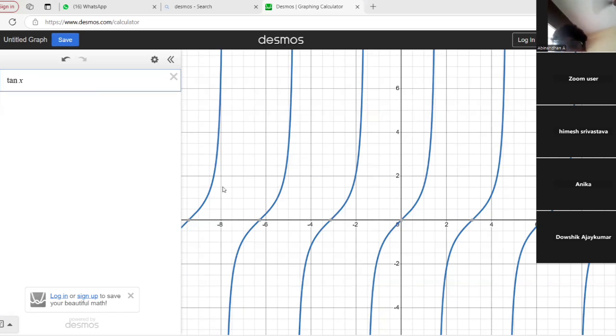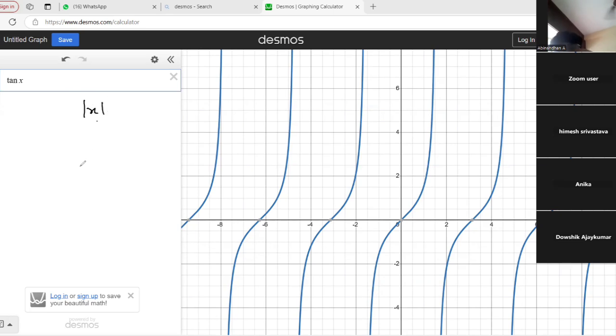So differentiability is about being able to draw tangents. Differentiability is all about being able to draw tangents. Like in this 1 by x graph, will I be able to draw a tangent at x equal to 0? If a function itself is not defined at a point, will you be able to draw a tangent at that point? That's not possible, right?